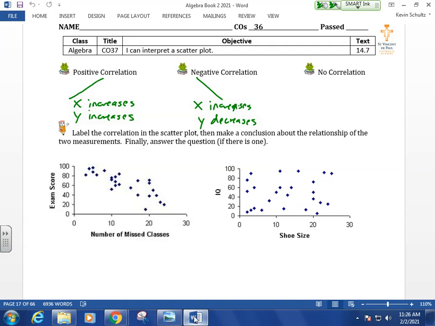And then the third type, no correlation. The scatter plot is going to look more or less like this, where there's no real line of best fit that can be made because they're all just scattered everywhere. There is no relationship between the two things that we are comparing. Okay? What would an example be of two things that have nothing to do with each other?